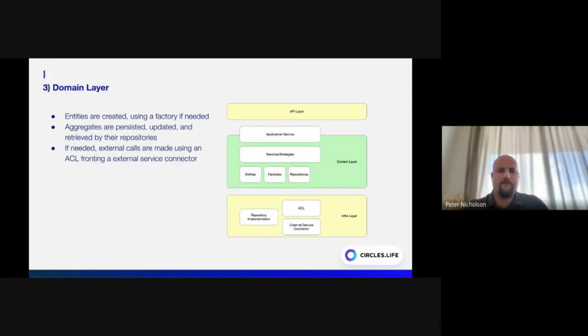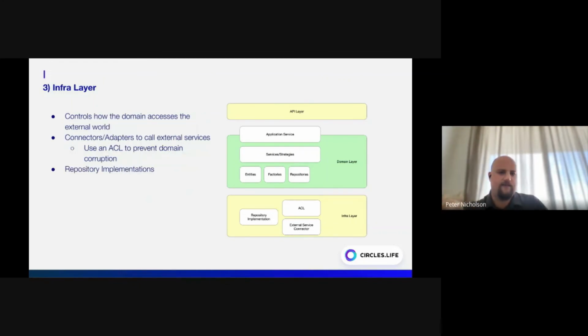Our domain layer is what we just spent the last 15 minutes or so discussing. So we should know what's in here: our entities, our aggregates, our factories, our repositories. This is where all the business logic is going, right? This is where the magic happens.